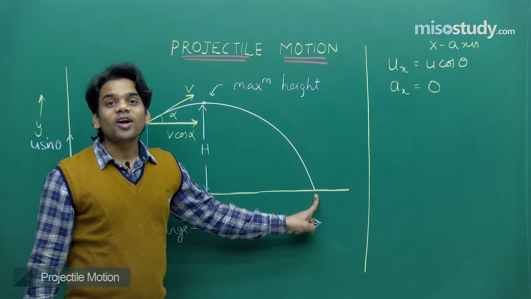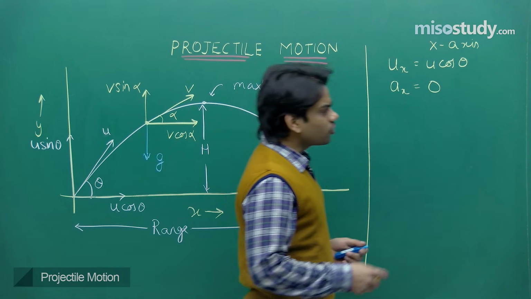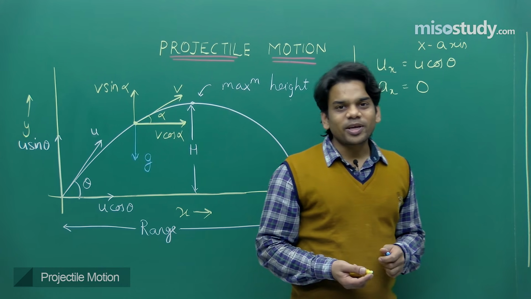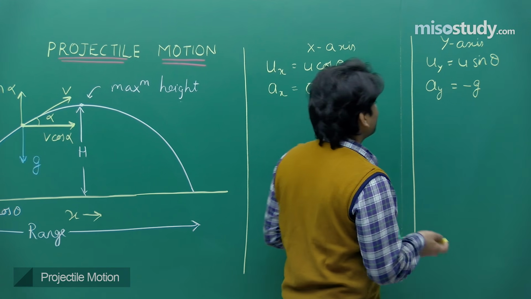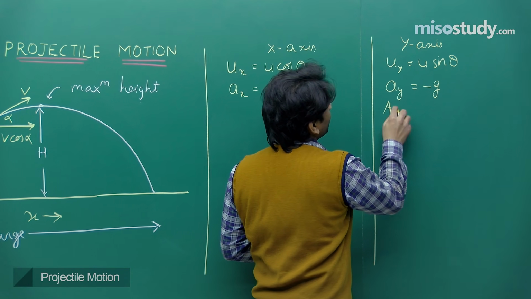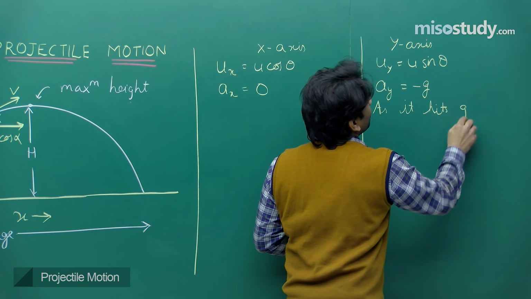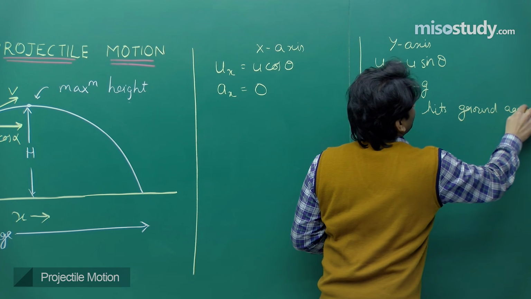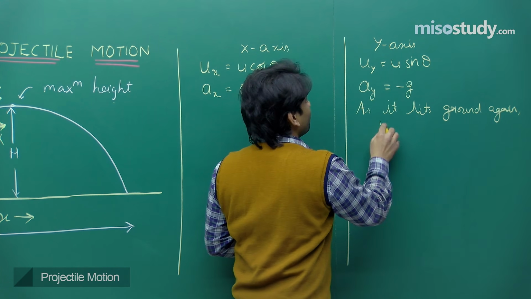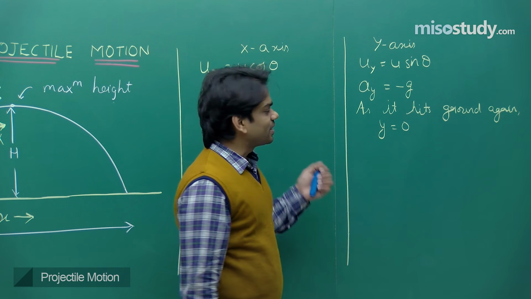When it hit the ground again, its vertical displacement is 0. So let us say capital T is the time taken to reach the ground again, and during this time its vertical displacement became 0. So as it hits ground again, y will be equal to 0. Why I am mentioning that is as vertical displacement, that will be 0.